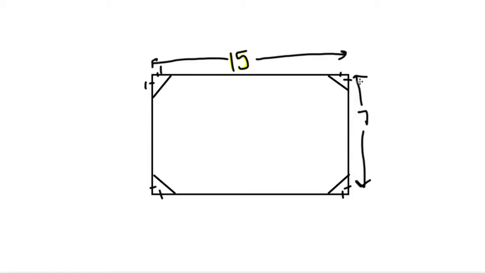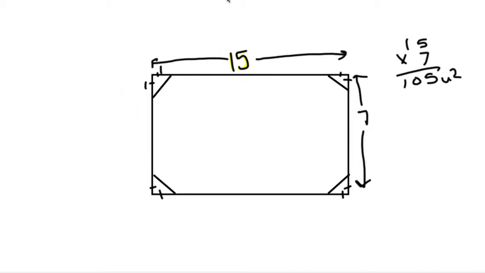All right, so let's look at this. I want to know the inside piece here. And that means I have this whole thing and I cut these off. So this whole thing would be 15 times 7, which would be 105 units squared. So that would be this whole rectangle. And then I came through and I cut all these corners off.